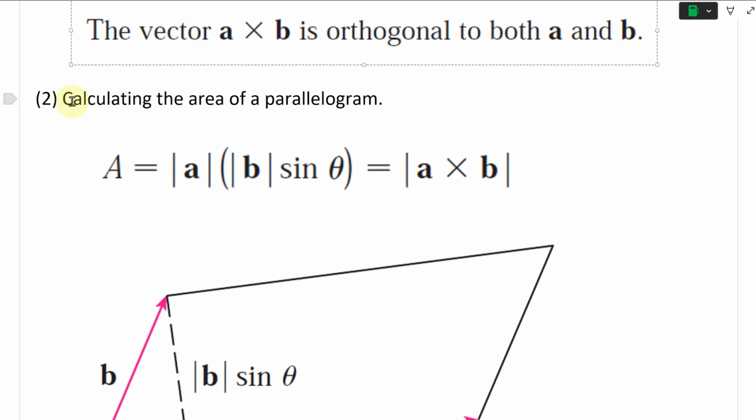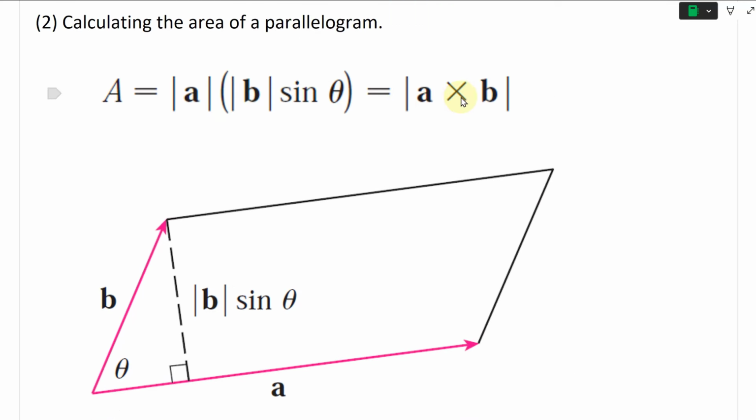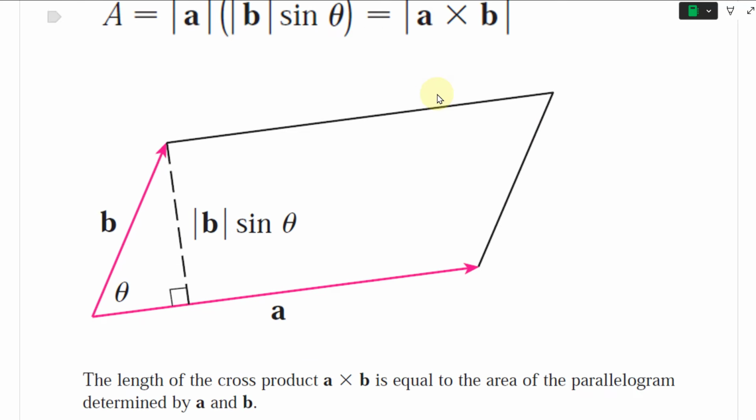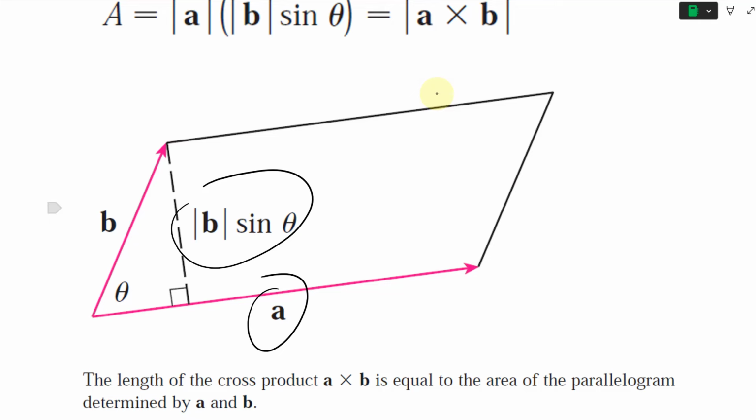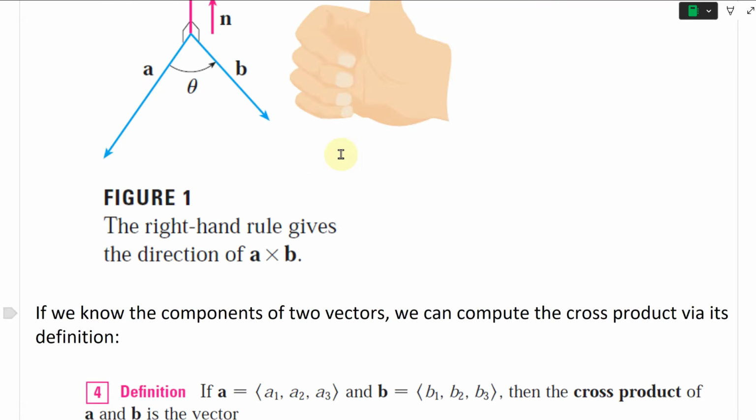And the second useful property is calculating the area of a parallelogram. So the area is equal to the length of A times the length of B times sine theta, which equals the length of A cross B. So if you have a parallelogram like this, where these sides are parallel, with the vectors spanned by A and B, then the length of B times sine theta is going to be the height of this. And if you multiply this by this, you're going to get the area. And that's just the formula that I stated earlier.